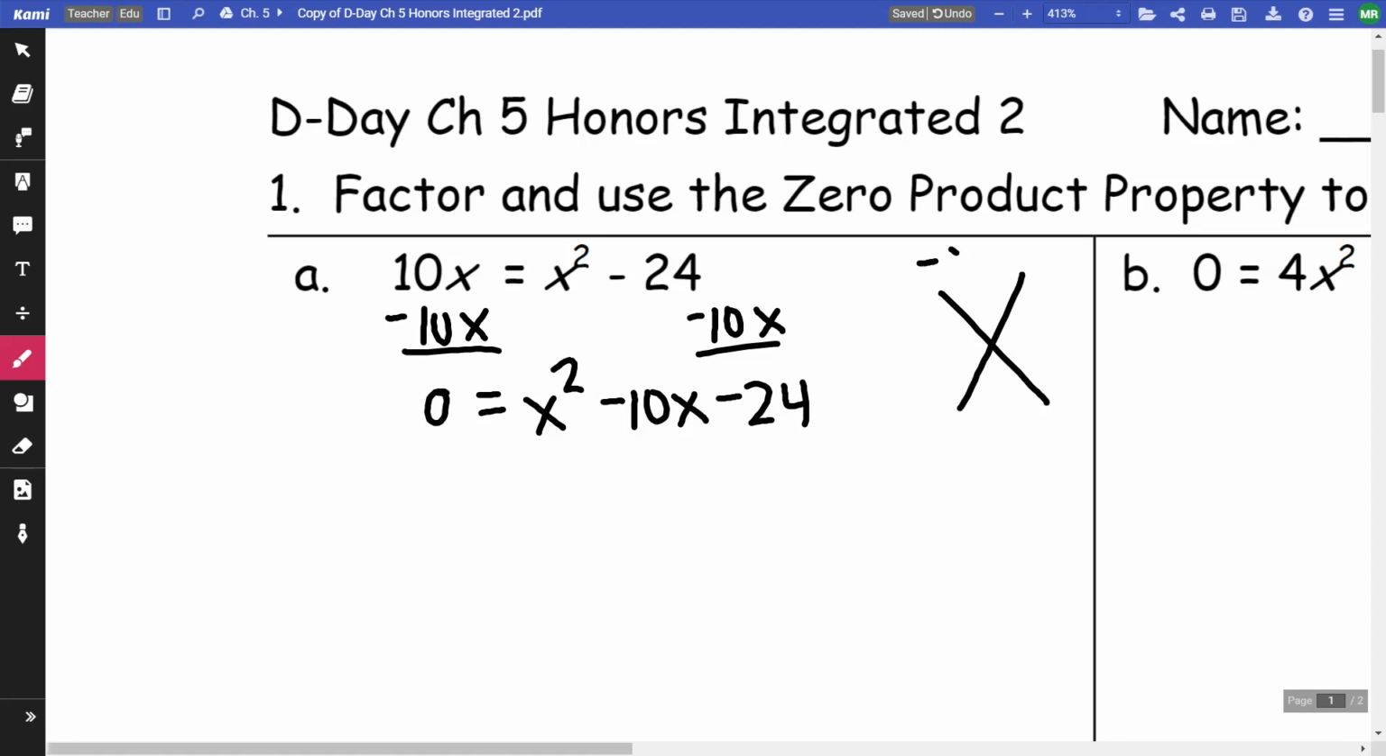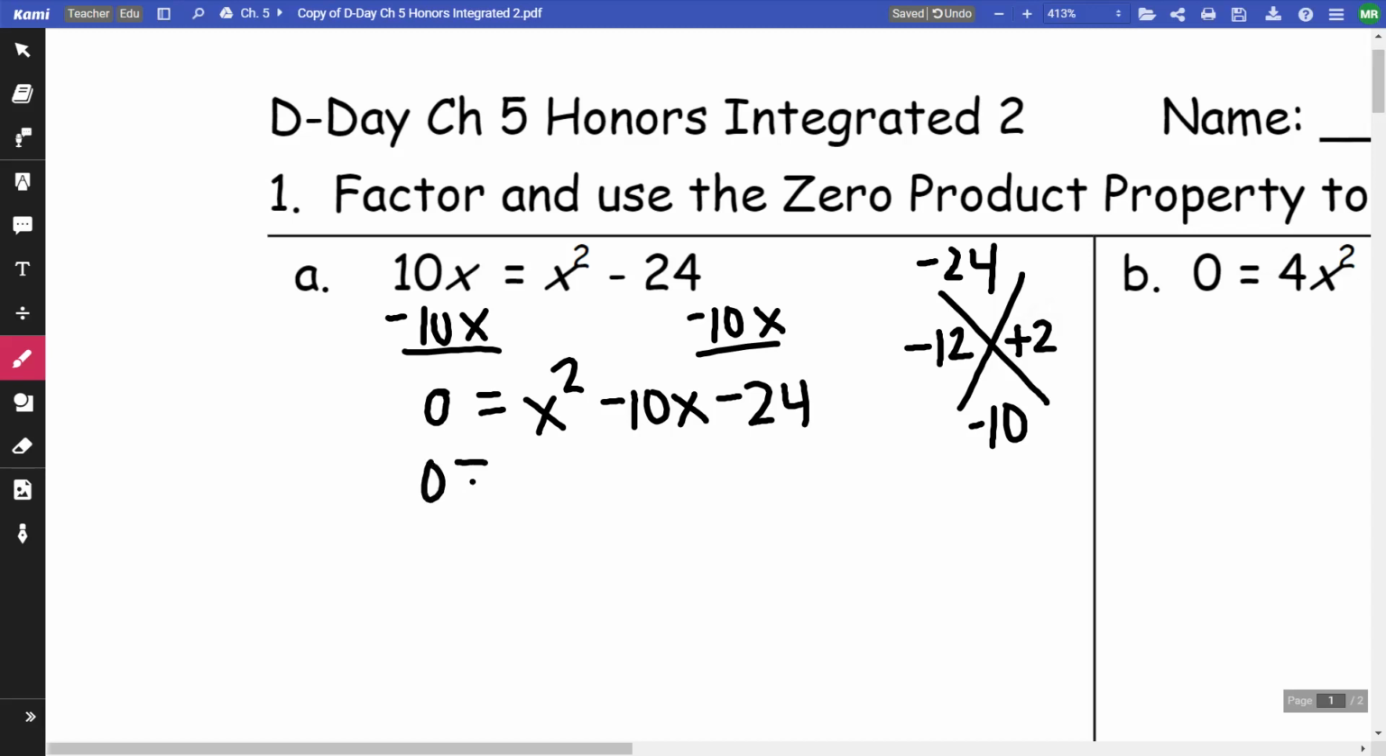So what multiplies to a negative 24 and adds to a negative 10? We have to really think about this because 6 and 4 multiply to 24 and add to 10. But those both have to be the same signs, and we need different signs. Since my sum is negative, I need a negative, and then I need a positive, because a negative times a positive gives me my negative. So I really want a difference of 10, not a sum of 10. So instead of 6 and 4, this is going to be a negative 12 and a positive 2.